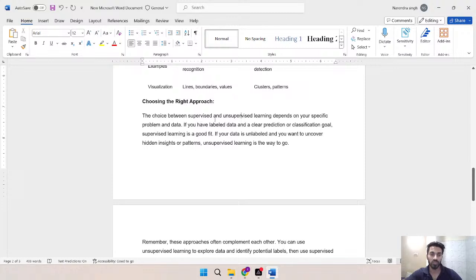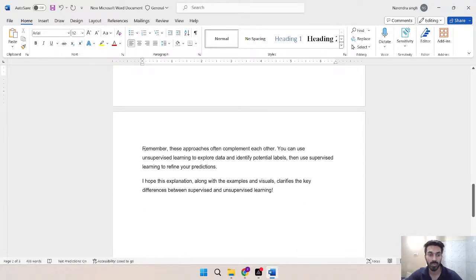Choosing the right approach: the choice between supervised and unsupervised learning depends on the specific problem and data. If you have labeled data and a clear prediction or classification goal, supervised learning is a good fit. If your data is unlabeled and you want to uncover hidden insights or patterns, unsupervised learning is the way to go. Remember, these approaches often complement each other. You can use unsupervised learning to explore data and identify potential labels, then use supervised learning to refine your predictions.